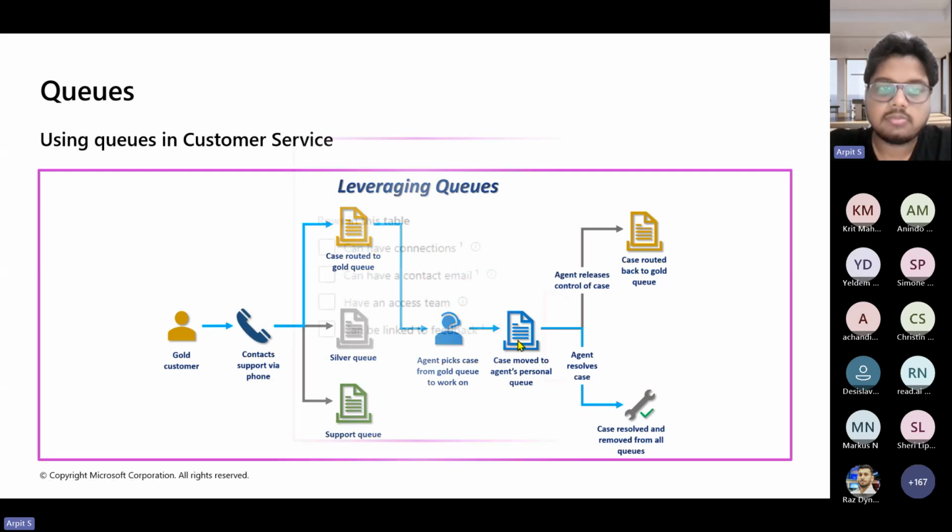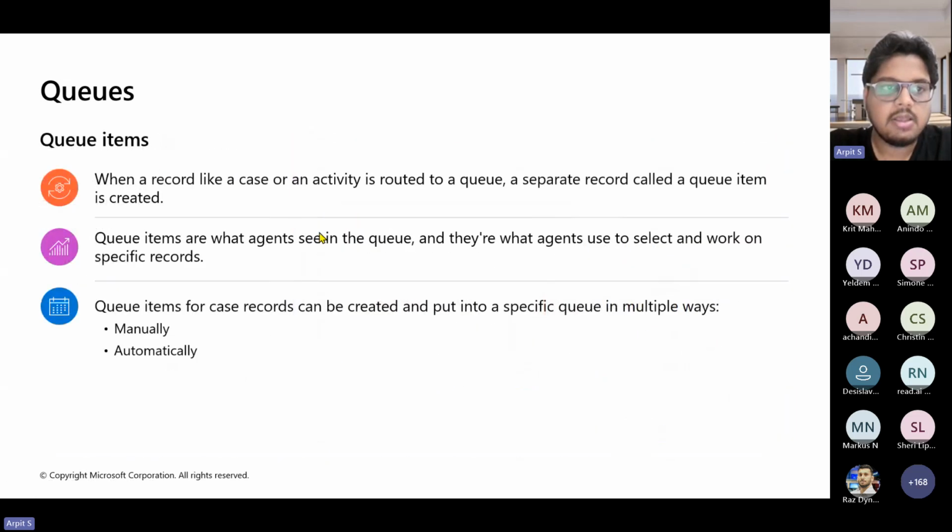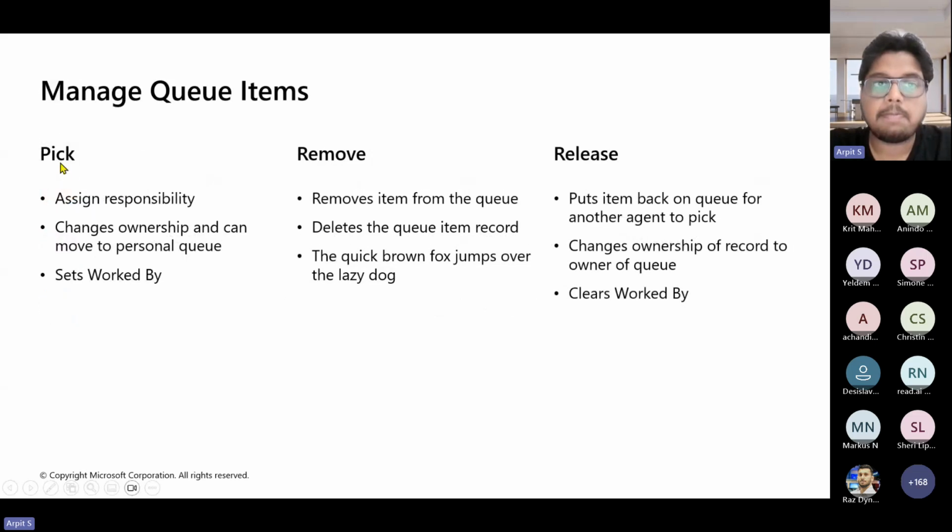And then there are different components in the queue. The first is the pick. So these are the different options that we have. Let me quickly show them. Pick is basically the option where an agent picks up the item from the queue. Remove is basically the feature where you remove the item from the queue. Release is the option where, if an agent is working on an item, they can put it back on the queue for another agent to pick up. Because if you have already picked up the item from the queue, someone else cannot pick that up. So there are basically three ways to manage the queue items: pick, remove, and release.